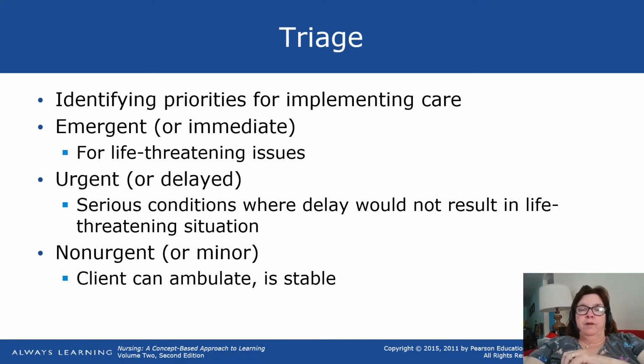Triage: identify priorities for implementing care. So again, is it emergent or immediate or life-threatening, urgent or delayed? Serious conditions where delay would not result in a life-threatening situation. Non-urgent or minor, the patient can ambulate if stable. They're not going to die if I don't take care of it. They're not going to lose their limb if I don't see them in the next little while.